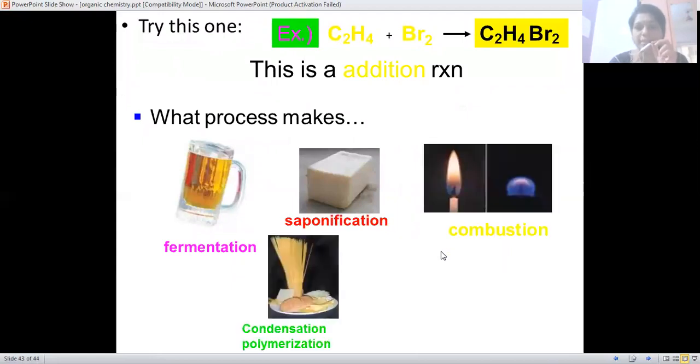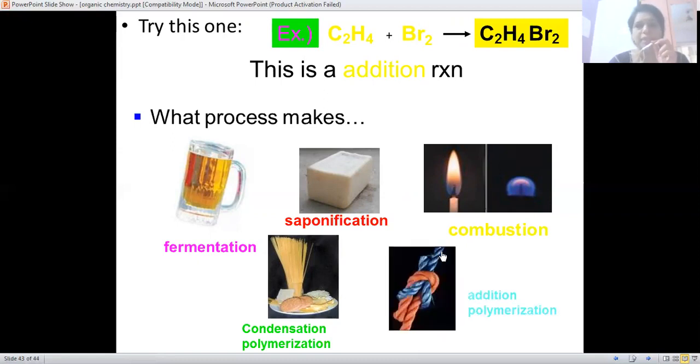Now these are examples of condensation and polymerization. We see fermentation. Vinegar is the best example, when apples get extensively fermented, forming vinegar. Then saponification, soap is the best example. Combustion is a routine example, such as candles. Then addition polymerization is this.